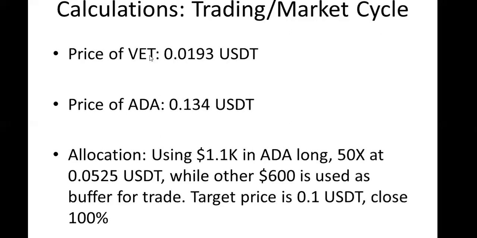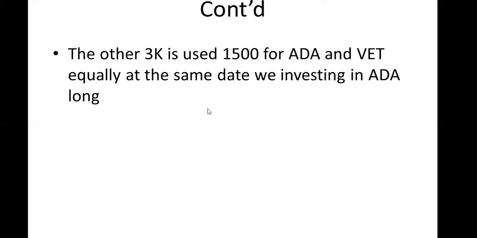VeChain, I was not paying attention to VeChain at the time, so I didn't get into a trade there. But I was paying attention to Cardano. So we're going to sell at these prices for the buy and hold strategy, but we're going to sell here for the trading strategy. You see the difference in that? So the other 3K is split evenly for both of them, okay?